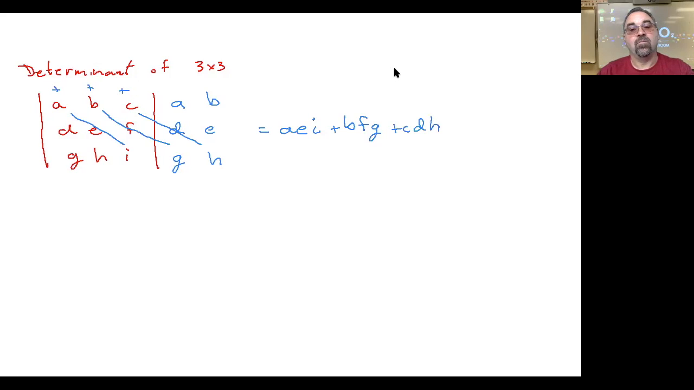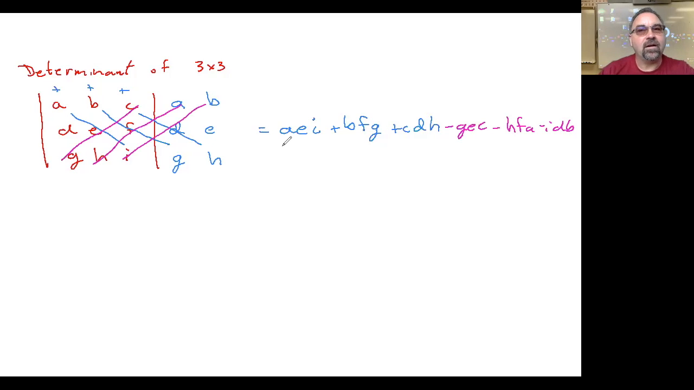Then you start at the bottom and go up. These are all the negative ones. G times E times C, it's a minus GEC, HFA, and IDB. And then you would combine these 6 numbers together, and that would give you the determinant of your 3 by 3 matrix.